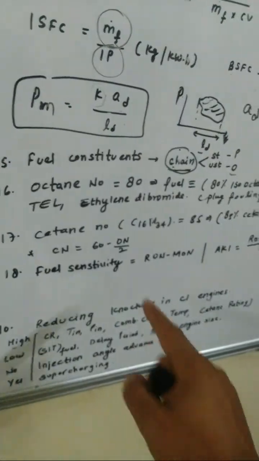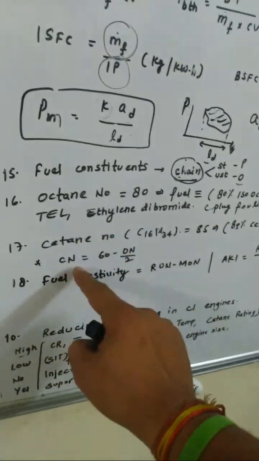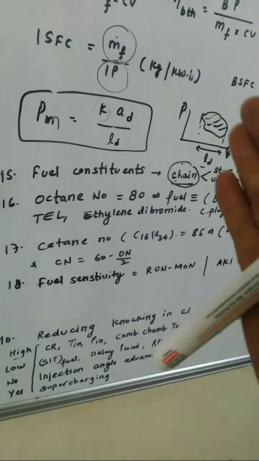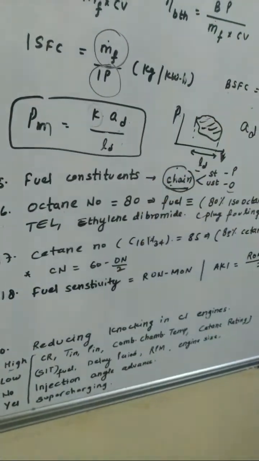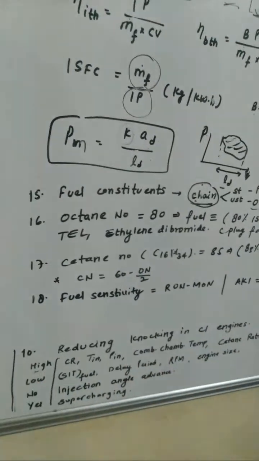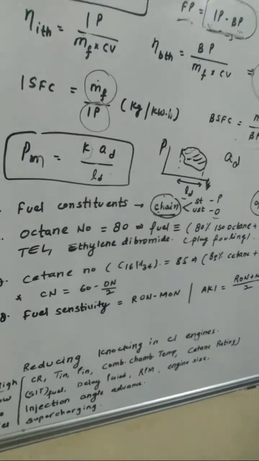With the help of this formula you can see that if we put diesel in a petrol engine, then the required rating for knocking will be disturbed. So there will be chances of knocking.